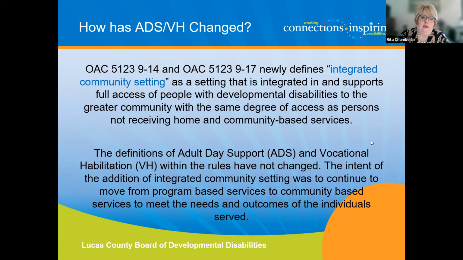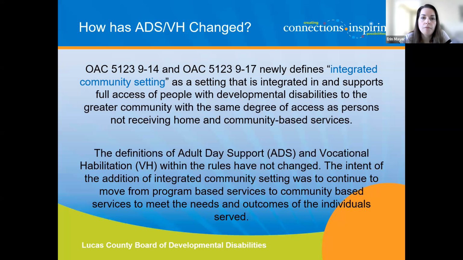Okay, so I'm going to talk a little bit about adult day services and vocational habilitation and the rules and the addition of this community integrated service. So a community integrated setting is what we're talking about today. And so the rule does define what that is. It is a setting that is integrated, which means it's alongside people that don't have disabilities in the community, where individuals have the same opportunity to access the community as anyone else. So these are public places and spaces where all of the community may gather or go or be engaged.